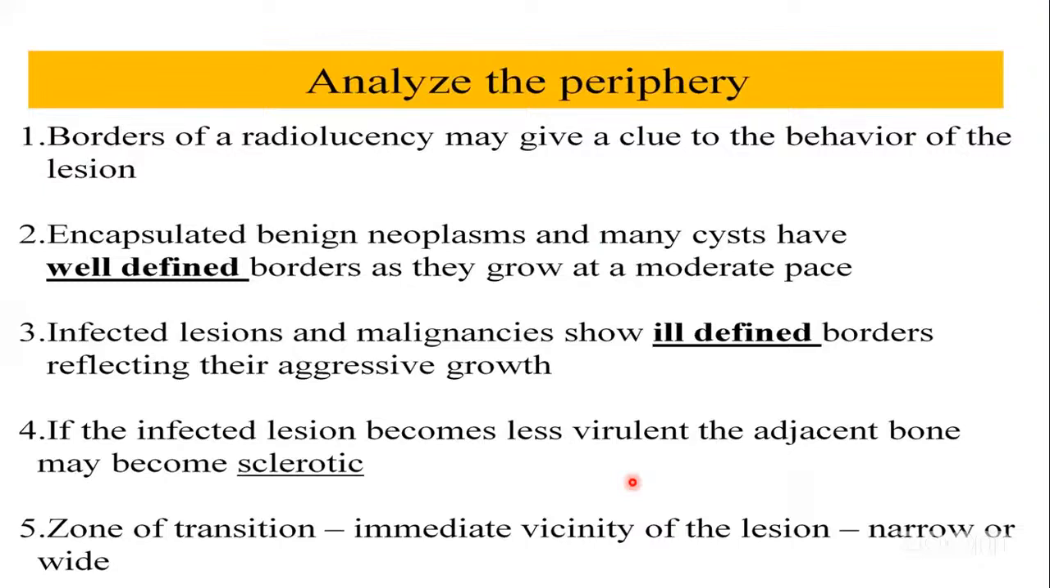Next, the third point is analyzing the periphery, right? We have to see if the periphery of the lesion is well defined or ill defined. That is also again important. In case of cystic lesions, we call it corticated margins, okay? And in case of fibro-osseous lesions or those that have a mixed radiolucent radiopacity, mostly it appears sclerotic in nature, okay? So this is about analyzing the periphery of the lesion.